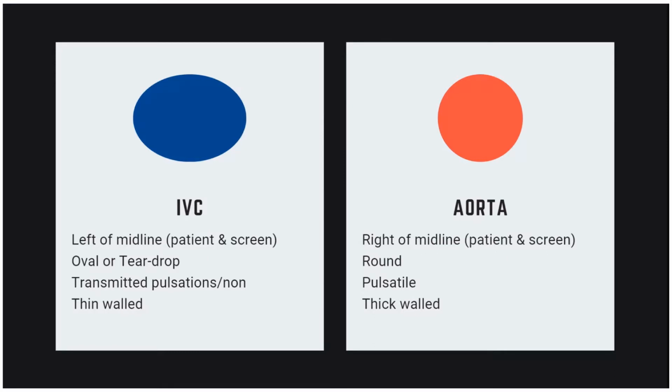Aorta will be the one that looks pulsatile, but sometimes the IVC can pulsate and these are transmitted from the aorta, of course. It has no pulsations of its own. And sometimes it may appear non-pulsatile, and the walls are thick in the aorta. They are thick of the aorta and thin of the IVC.